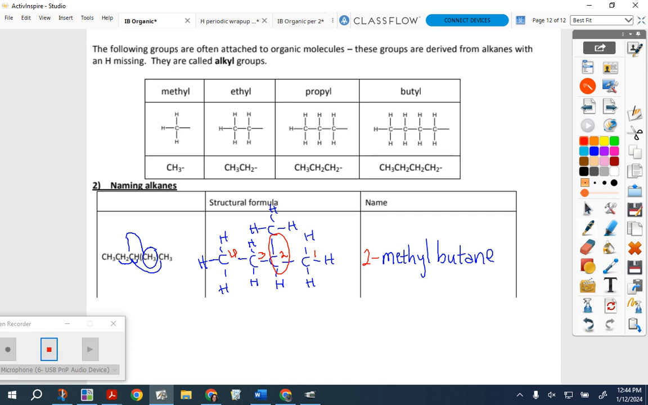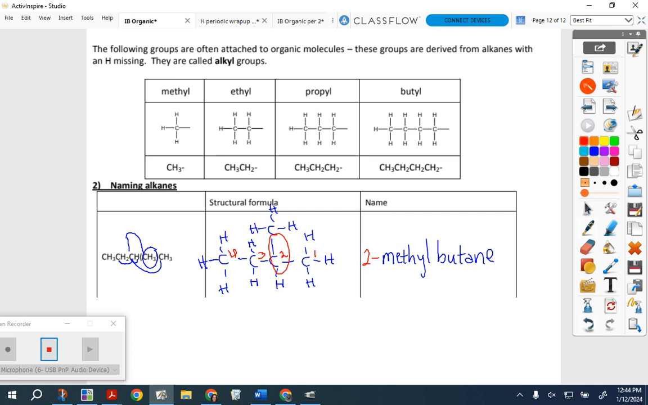So how is this different from this? Right. So it's not. Okay? In this case, it's not. Because we only have 4. And if the branch was on the end, it wouldn't be a branch. It would just be part of the main chain, right? It would just be a pentane.